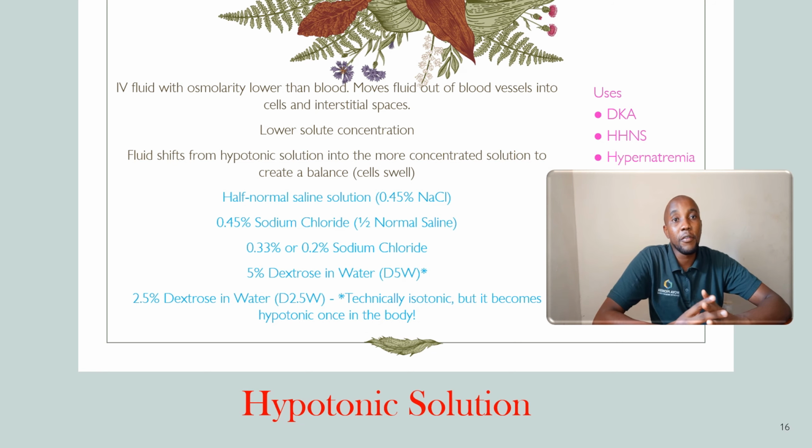Some examples of these fluids are half normal saline, or 0.45% sodium chloride. We also have 0.33% or 0.2% sodium chloride. Dextrose 5% in water, remember, is technically isotonic but becomes hypotonic once in the body. We also have 2.5% dextrose in water, which is technically isotonic but becomes hypotonic once in the body.